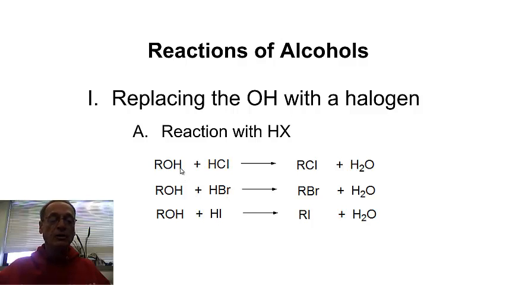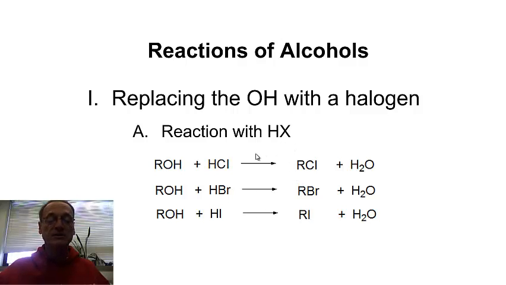And if you react an alcohol with hydrochloric acid, you get an alkyl chloride. And notice that the hydrogen from the HCl and the OH from the alcohol go together to form water. So we're making an alkyl chloride, or if we use HBr instead of HCl, we're making an alkyl bromide, or if we use HI instead of HCl, we're making an alkyl iodide. So it's basically the same reaction in all three cases.